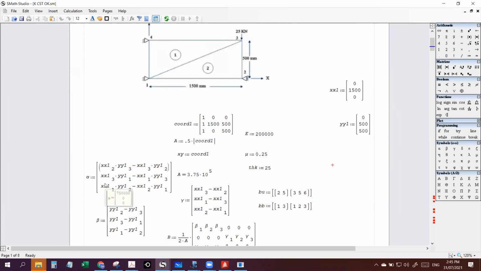Alpha ba yun? x2y3 minus x3y2. Share screen ko lang to. Screen mirror. Hindi naka-open ito.